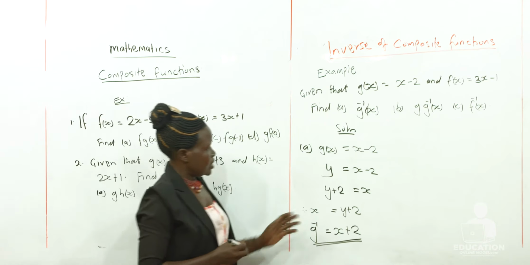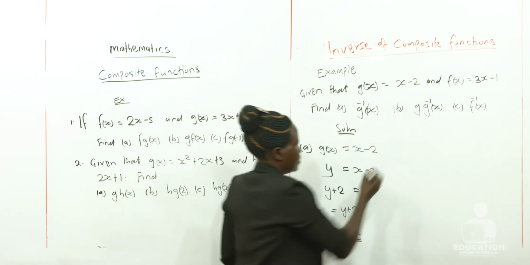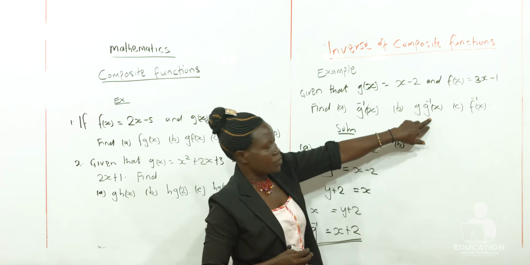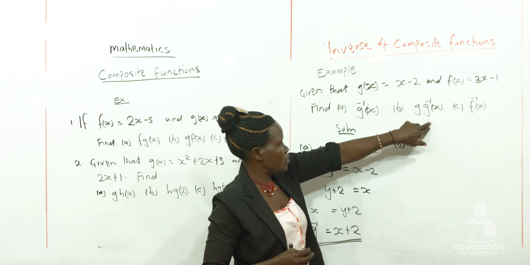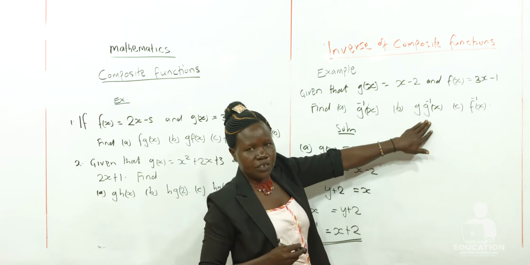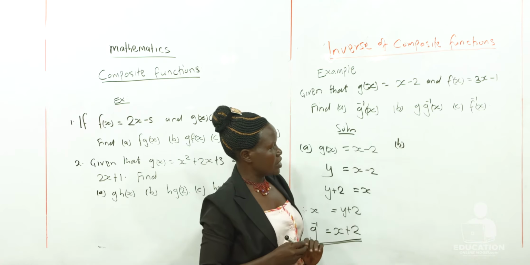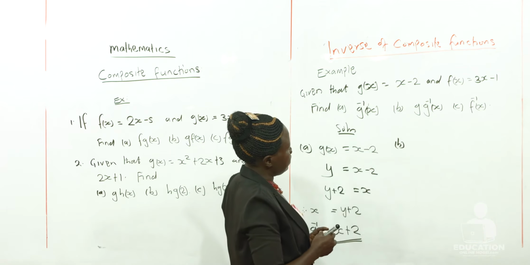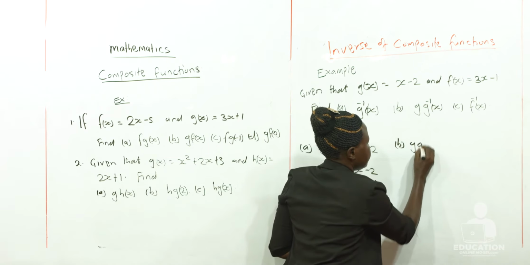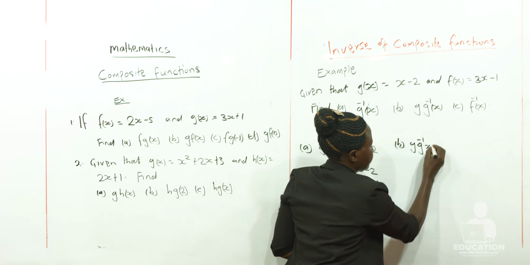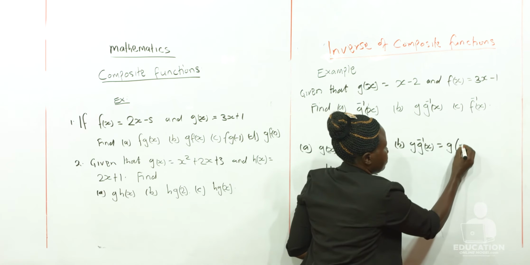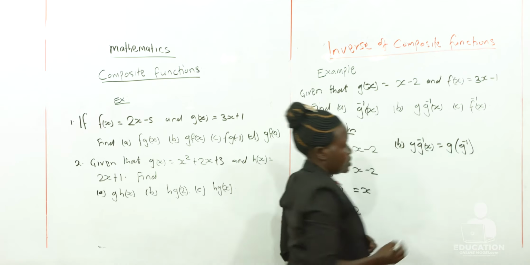So after that, you can go to part B. For part B, you'll find that here they have given us two functions, that is g and the inverse of g. So you first give the expression of this before you get the inverse. The expression of this is g, meaning that g raised to negative 1 of x is the same as saying g outside and then the inverse of g inside the bracket. As simple as that.